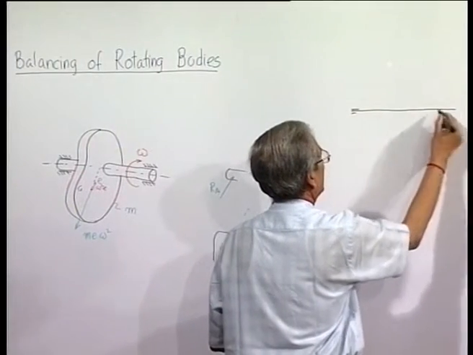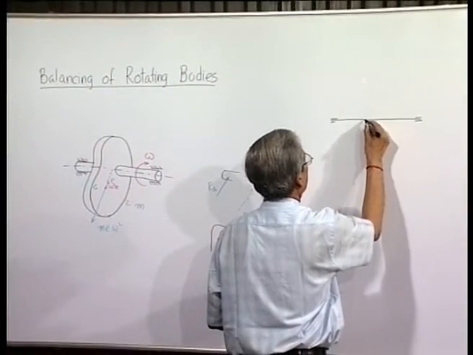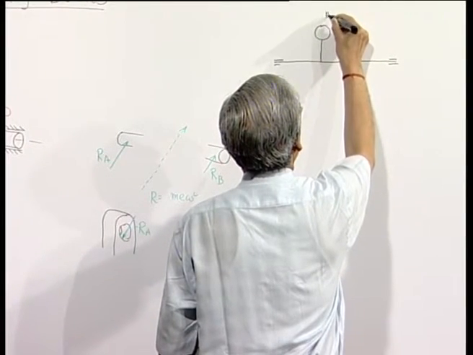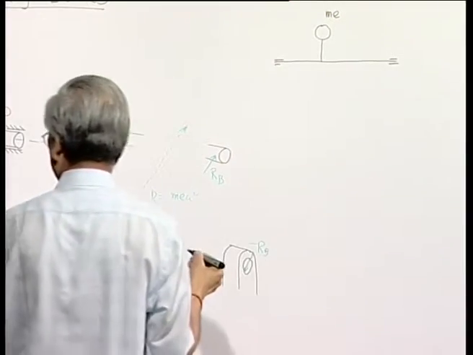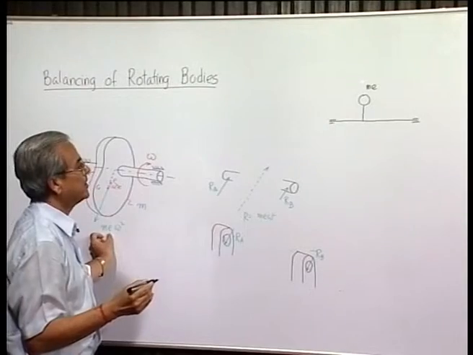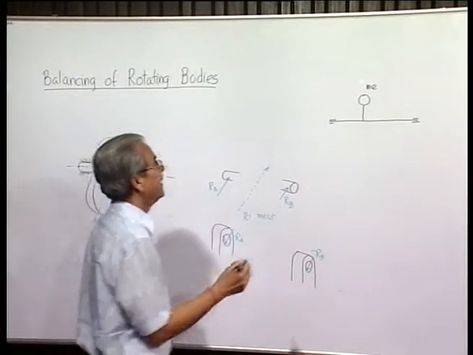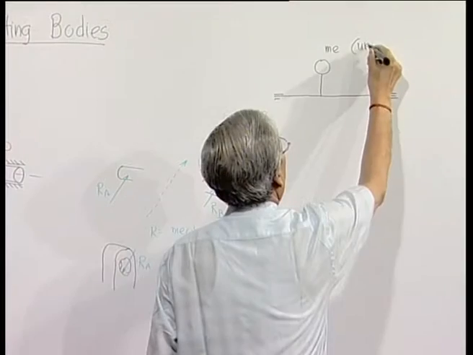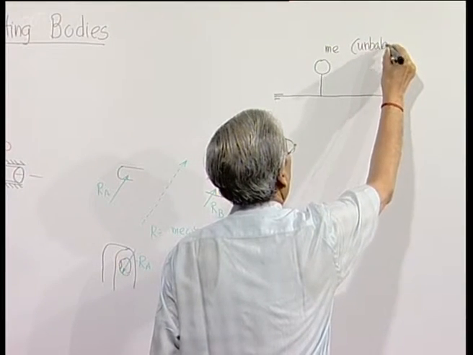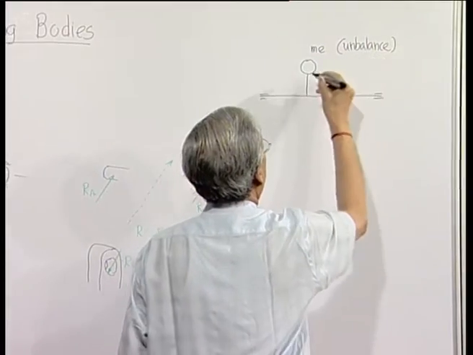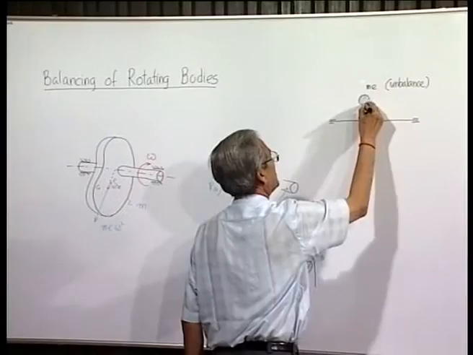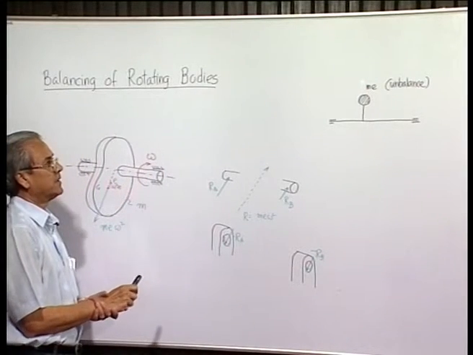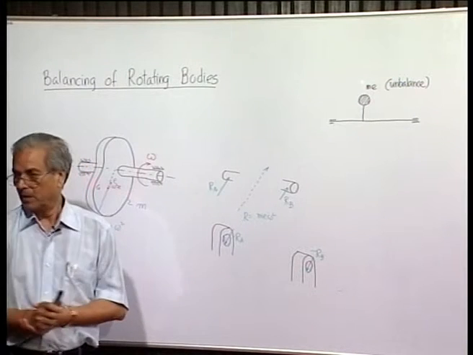body. If this be the support axis, then let this be the eccentric mass, and now as we find that it is the product of the mass and eccentricity which determines the force besides omega, we will always represent the unbalance as a product of the mass of the object and the eccentricity of its CG from the axis of rotation.